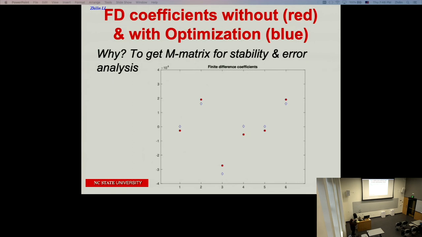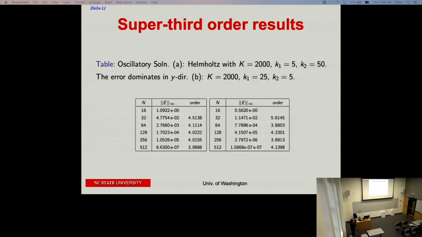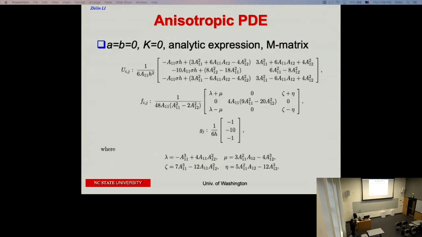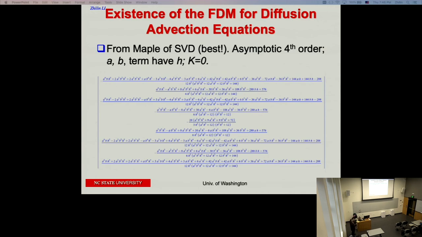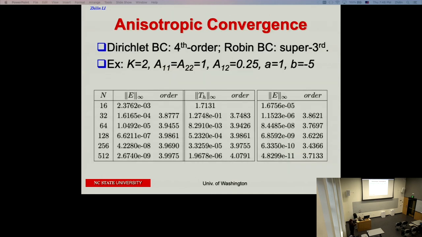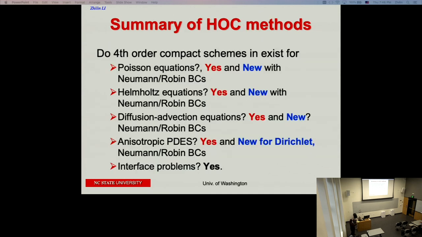So after optimization. Okay? And I think I skip the rest. And just go to, you know, I did use Maple to calculate the coefficients. It's very difficult, but if you don't know Maple, you just get some numbers. And we also did the anisotropic PDE equations. So actually, let me ask questions. If you're familiar with the method, and whether you have a fourth order method, yes. But how about the boundary condition?